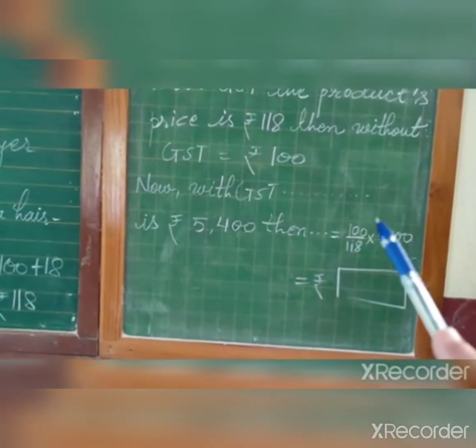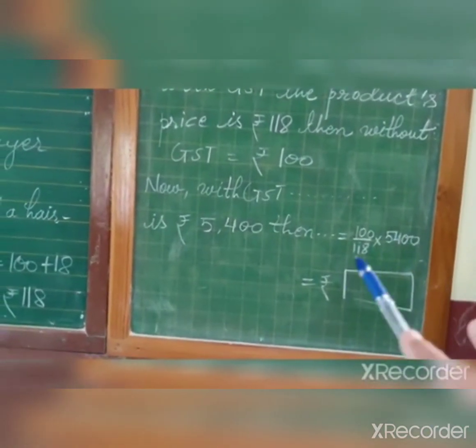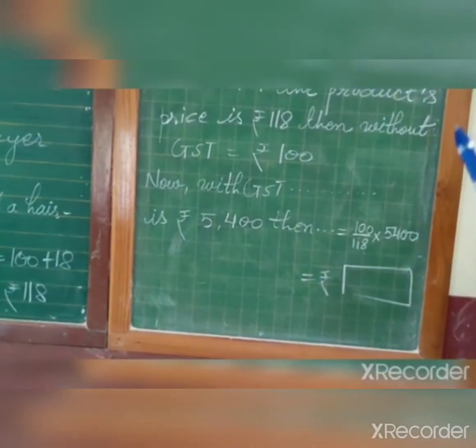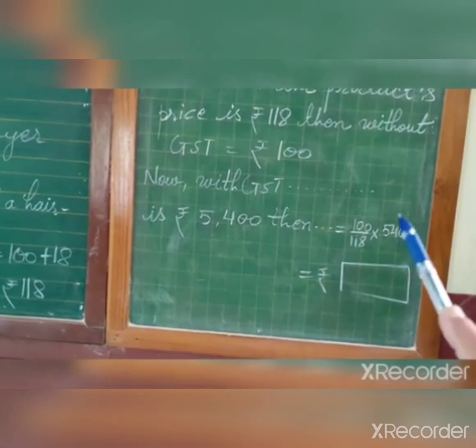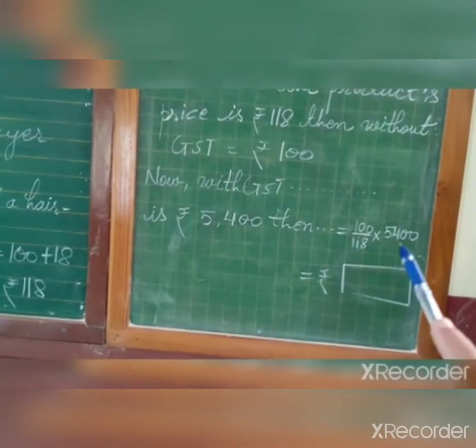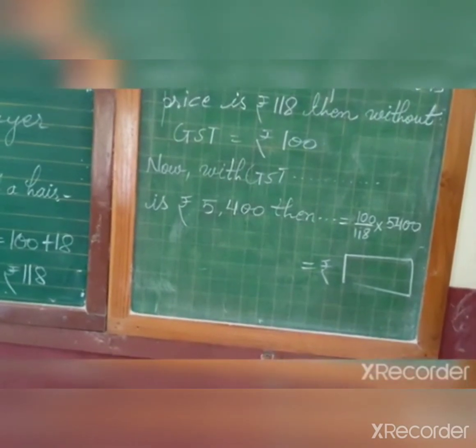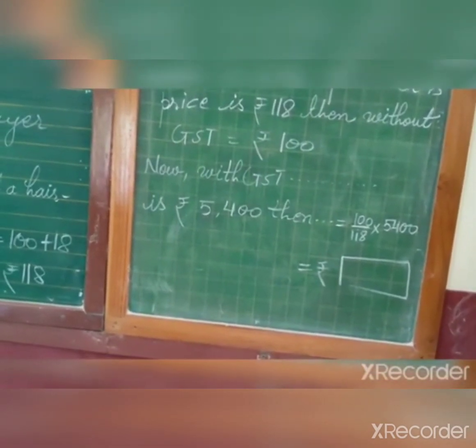Now you can cancel by 0, by 2 118, and by 2 this, and in whichever way you want to solve, whatever answer you are getting, that will be your final answer. Same way you will solve 11th one. So here 8.2 is completed. Okay.